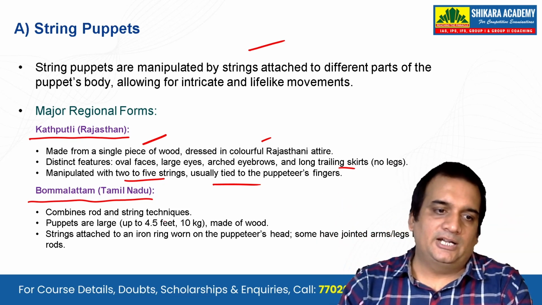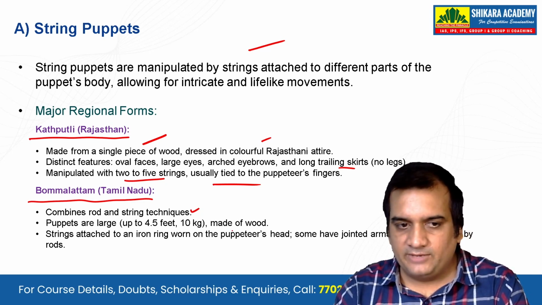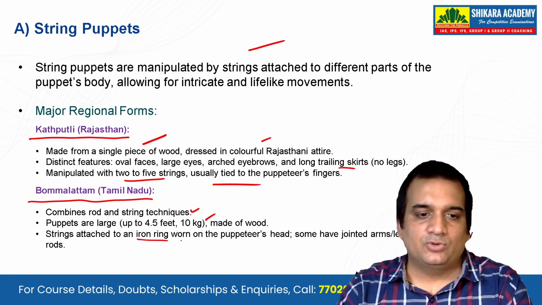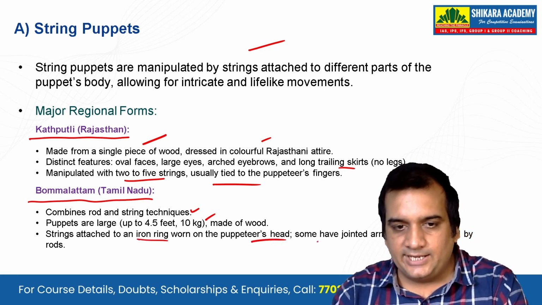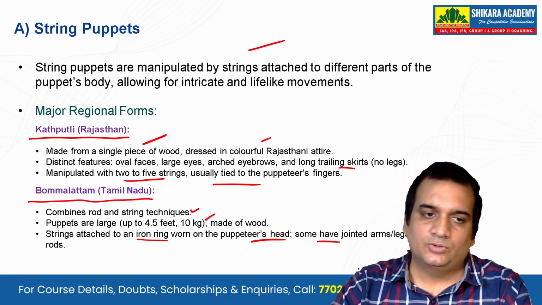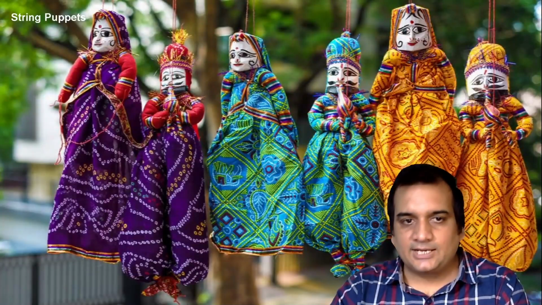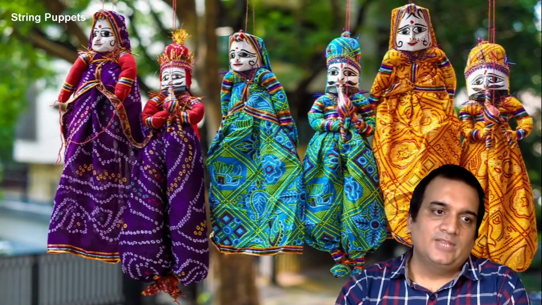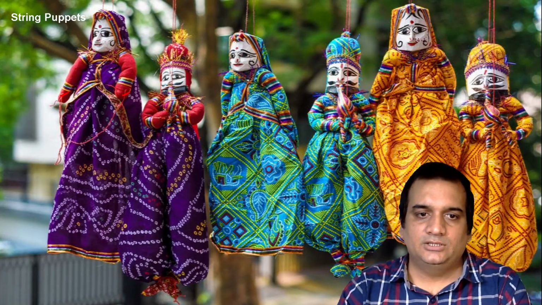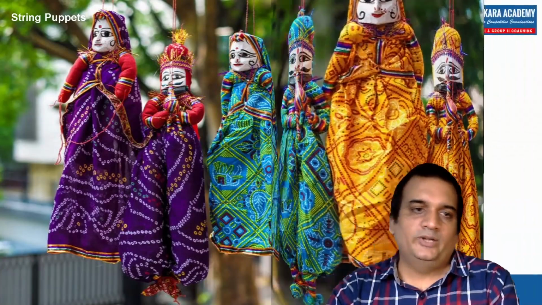Bomalattam, that is in Tamil Nadu, combines rod and string techniques. Puppets are large, up to 4.5 feet and sometimes 10 kg heavy, made of wood. String is attached to an iron ring worn on the puppeteer's head. Some have jointed arms and legs, manipulated by rods. Okay, that is for the Bomalattam. Here are the string puppets that you can see here. The hands will have strings, the head will also have a string, and the different parts of the body will be attached to strings for the different movements to be shown.